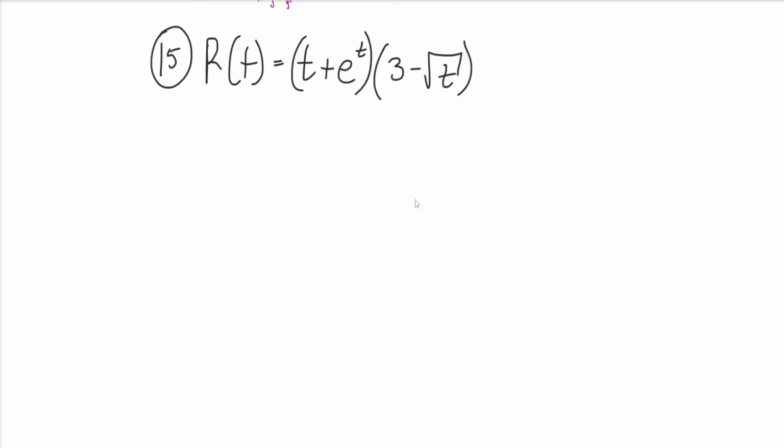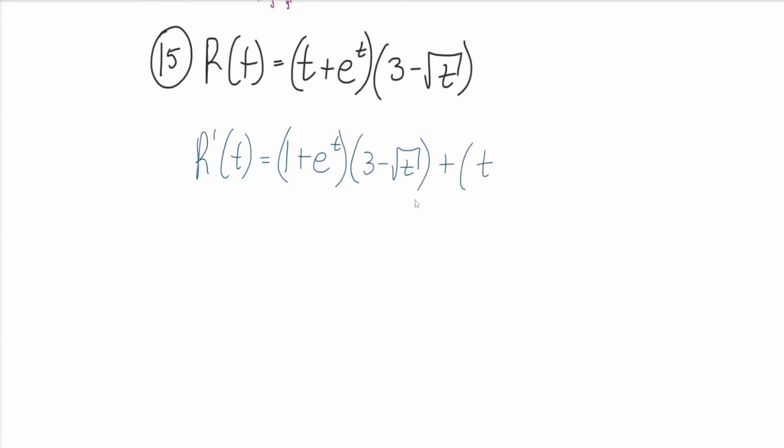So, let's do this as a product, because either way I'm going to get a product. Let's just take the derivative right away. So we get 1 plus e to the t, the derivative of the first, times just the original second, and then plus the original first times the derivative of the second, which is just negative 1 over 2 times 1 over the square root of t.